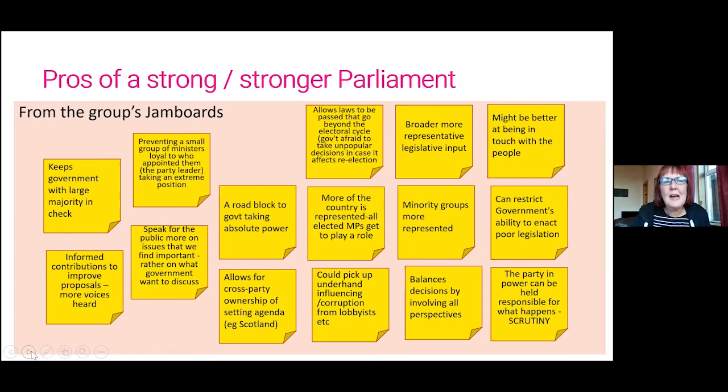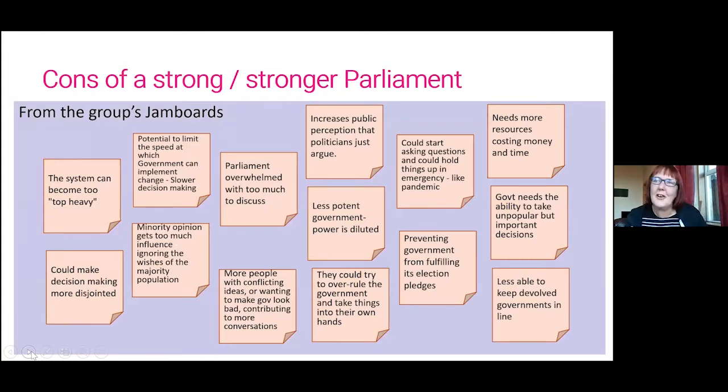But at the same time as thinking about some of the pros, the positives, you were also identifying some of the risks or the cons, the negatives, the things that concerned you if that idea of a strong or stronger Parliament potentially went too far. So everything there ranged from Parliament just being overwhelmed, there being too much to discuss, if Parliament was setting an agenda and trying to raise everything that seemed important across the public. Practical things, more resources, costing money, costing time. It could become a barrier, a speed hump that prevented government from delivering on election pledges or other policy matters.